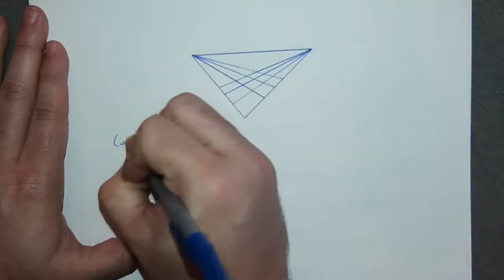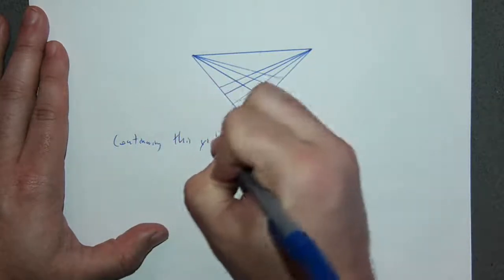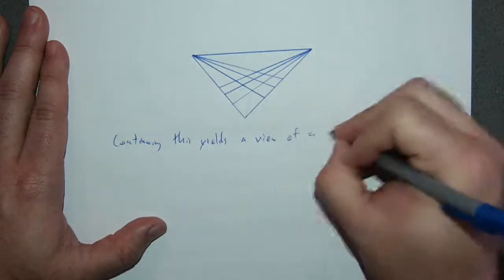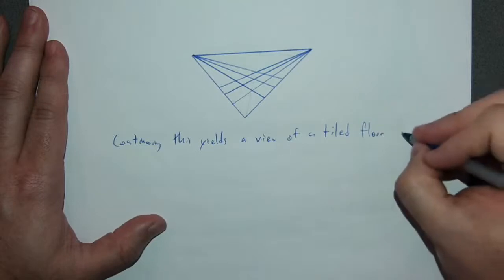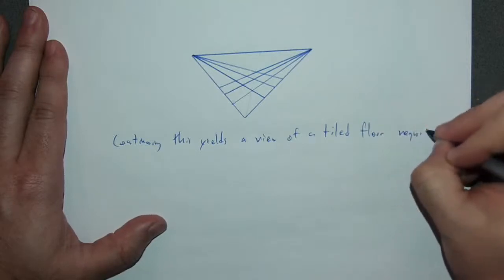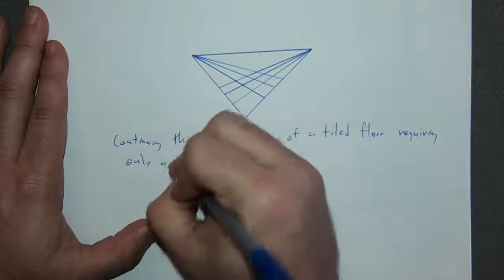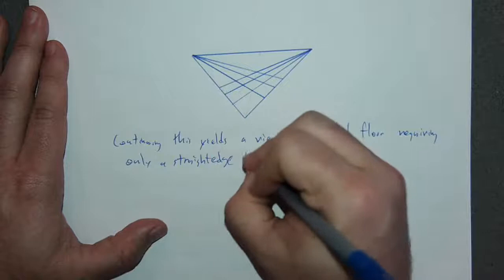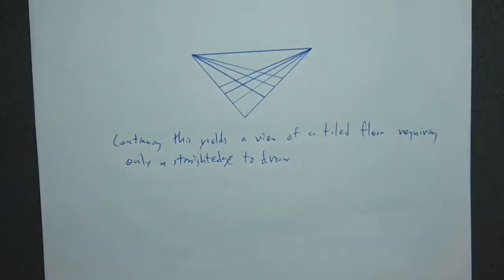But this was continuing this. So continuing this yields a view of a tiled floor requiring only a straight edge to draw. Okay, so this is key.